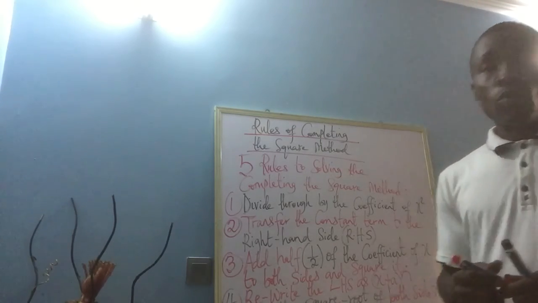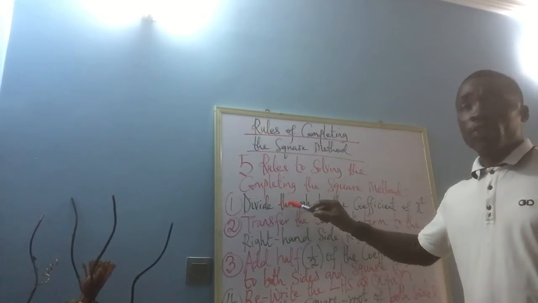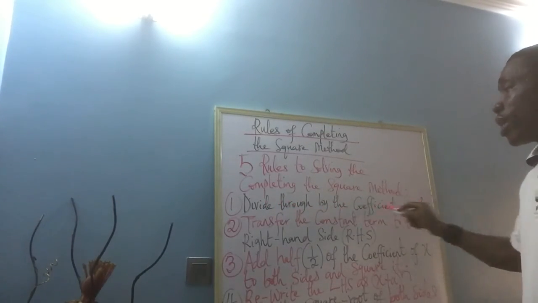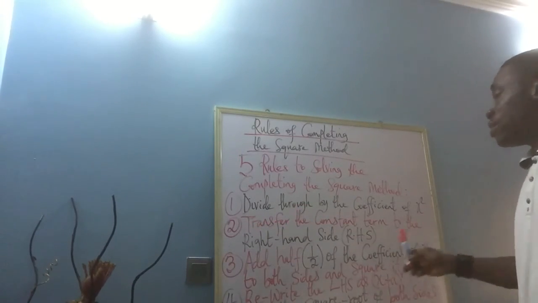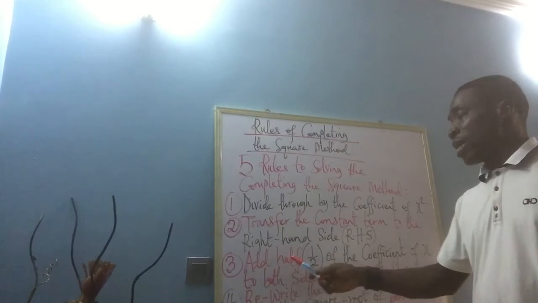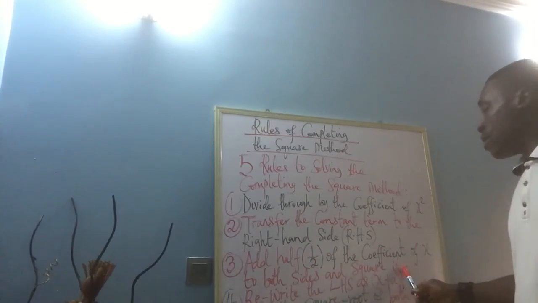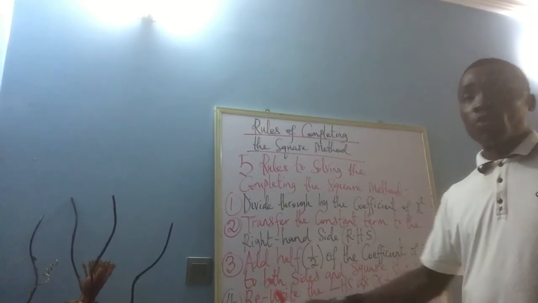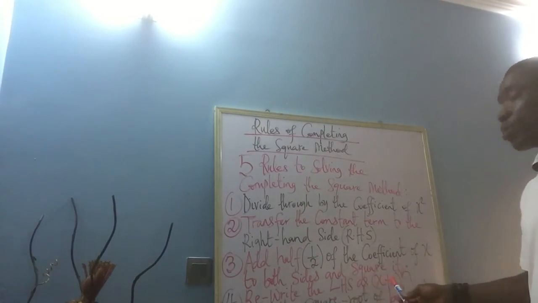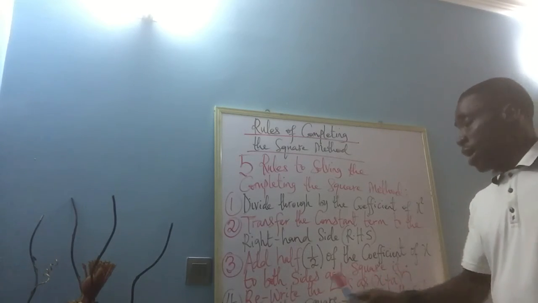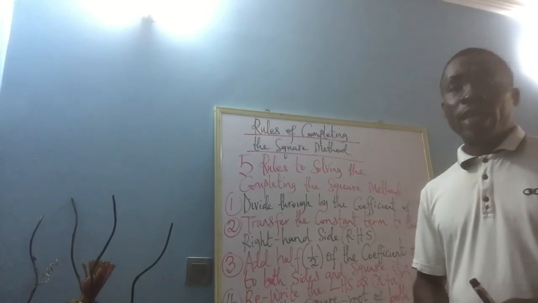So these are the 5 rules of completing the square method. The first one, we divide through by the coefficient of x squared. The second one, we transfer the constant term to the right hand side. Then the third one, we add half of the coefficient of x to both sides and square it. Then the fourth rule is we are to rewrite the left hand side as (x plus a) raised to the power of n. And the final rule is to take the square root of both sides.